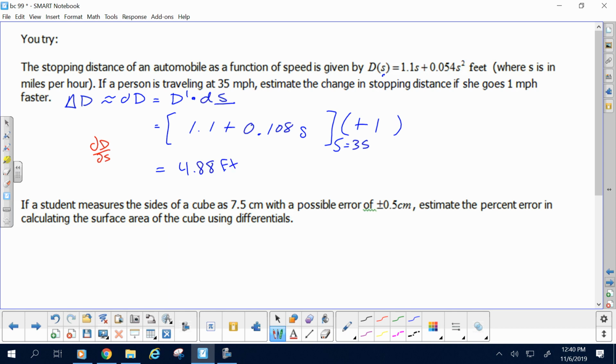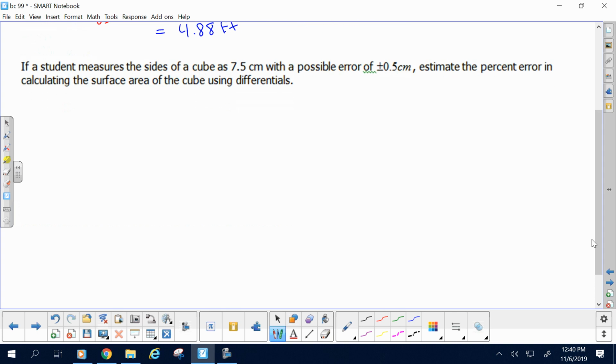Okay. I'll give you another minute to work on this one. Yeah. Okay. What's the surface area of a cube? You can call it S if you want. I called it X.